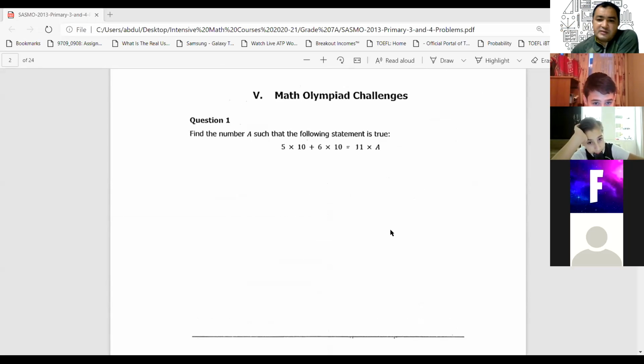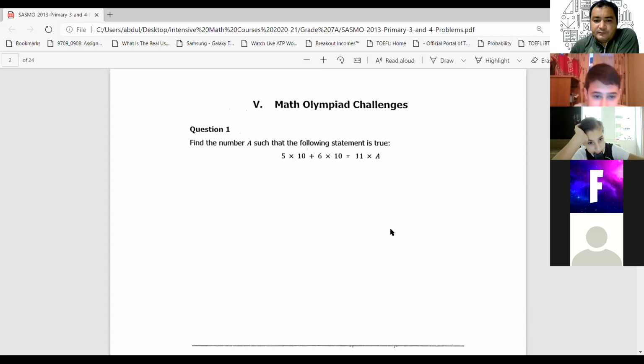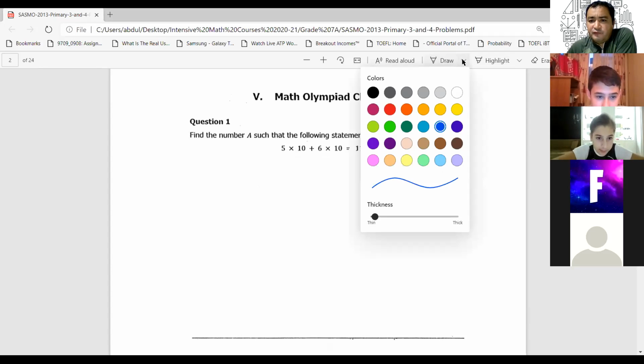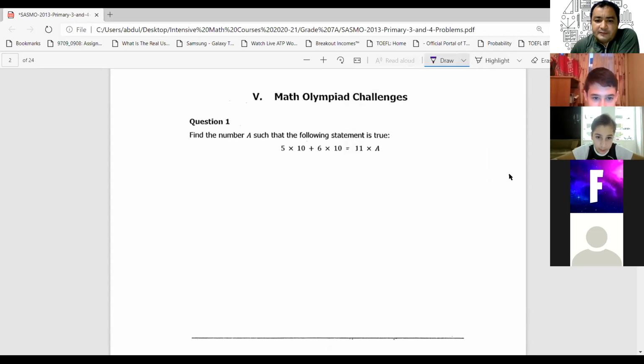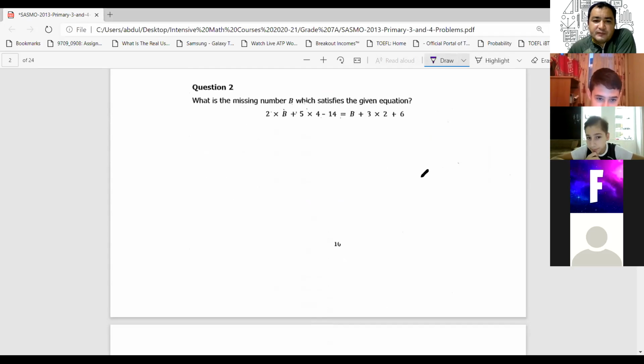Find the number A such that the following statement is true. What is A? Whoever says the answer first, you can tell me. What is A? Mr. Stan: 10. Right, very good. Next question. What is the missing number B which satisfies the given equation? What is B?